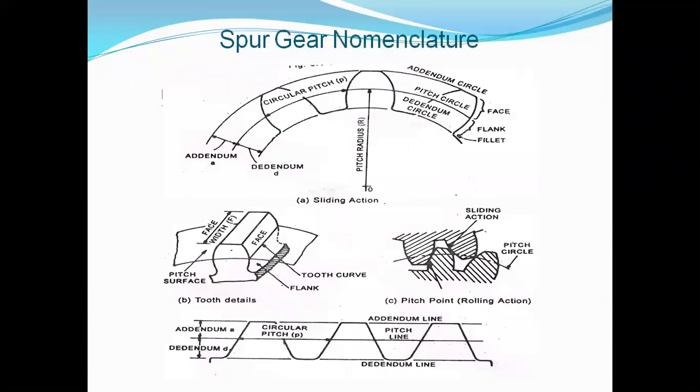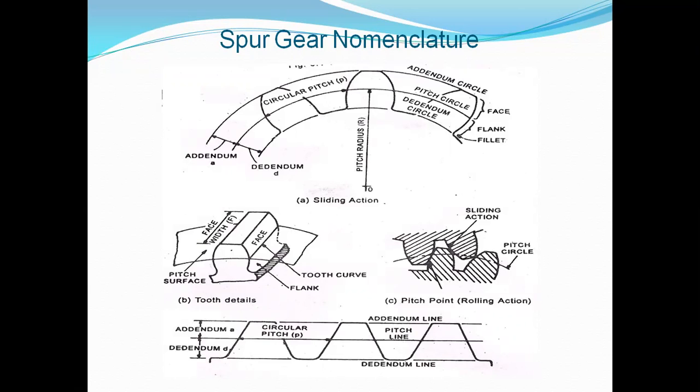Now we are moving to the spur gear nomenclature. As we know, the teeth on a spur gear are parallel to the shaft. In helical gears, the teeth are inclined to the axis of the shaft, whereas in spur gears, the teeth are parallel to the axis of the shaft, and these spur gears are used to connect two coplanar parallel shafts. We have to remember this: spur gears are used to connect two coplanar parallel shafts.